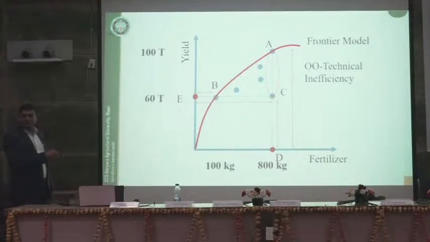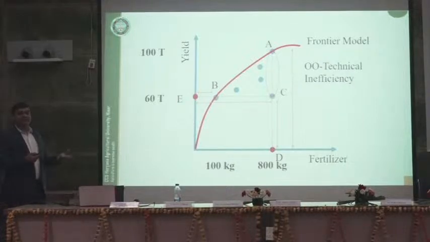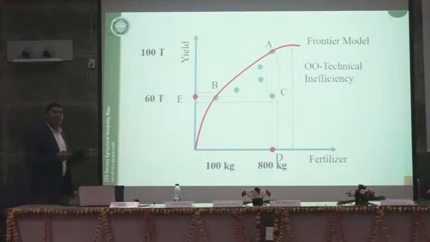Same fertilizer dose, and the production is 100 tons. It means there is some inefficiency; farmer C has some inefficiency. So how to measure it? The amount of inefficiency we have to measure. For the same dose, farmer C produces 60 tons, and with the same fertilizer dose farmer A produces 100 tons.